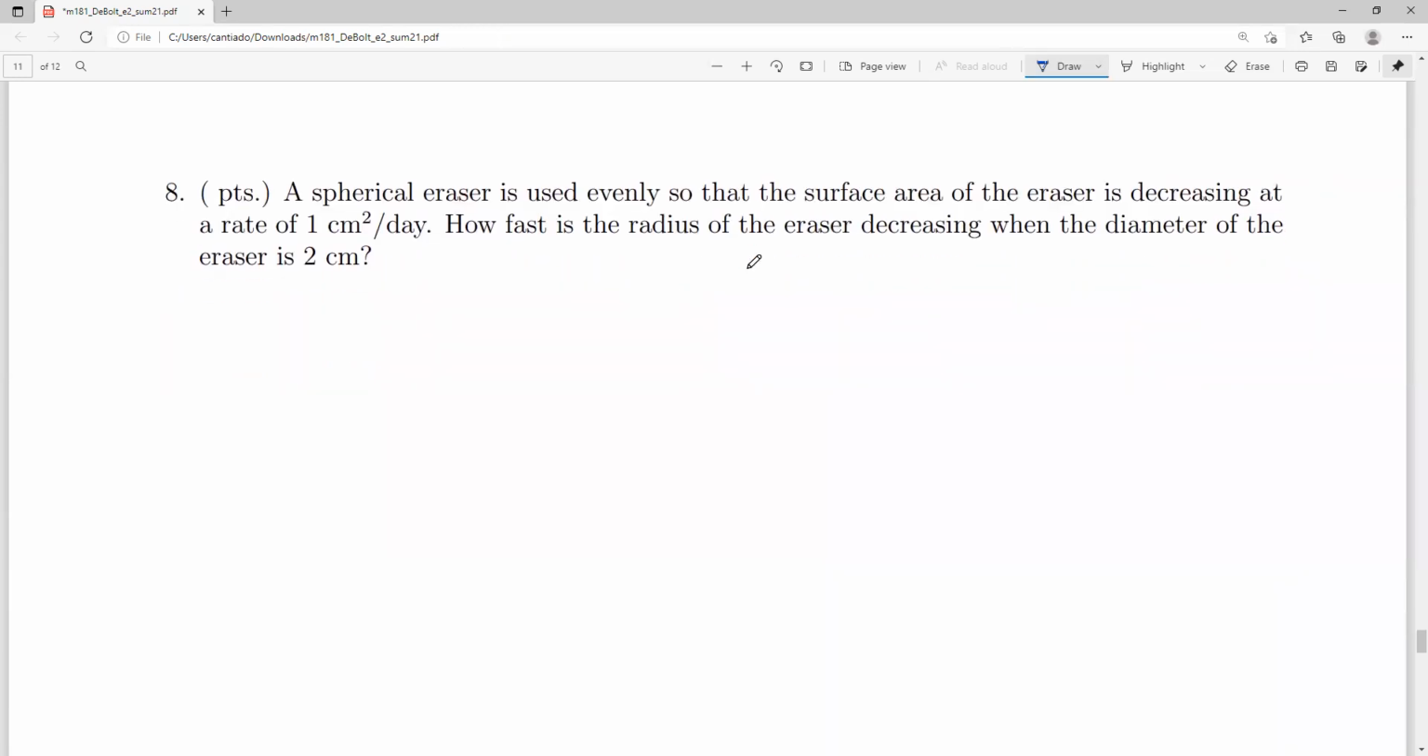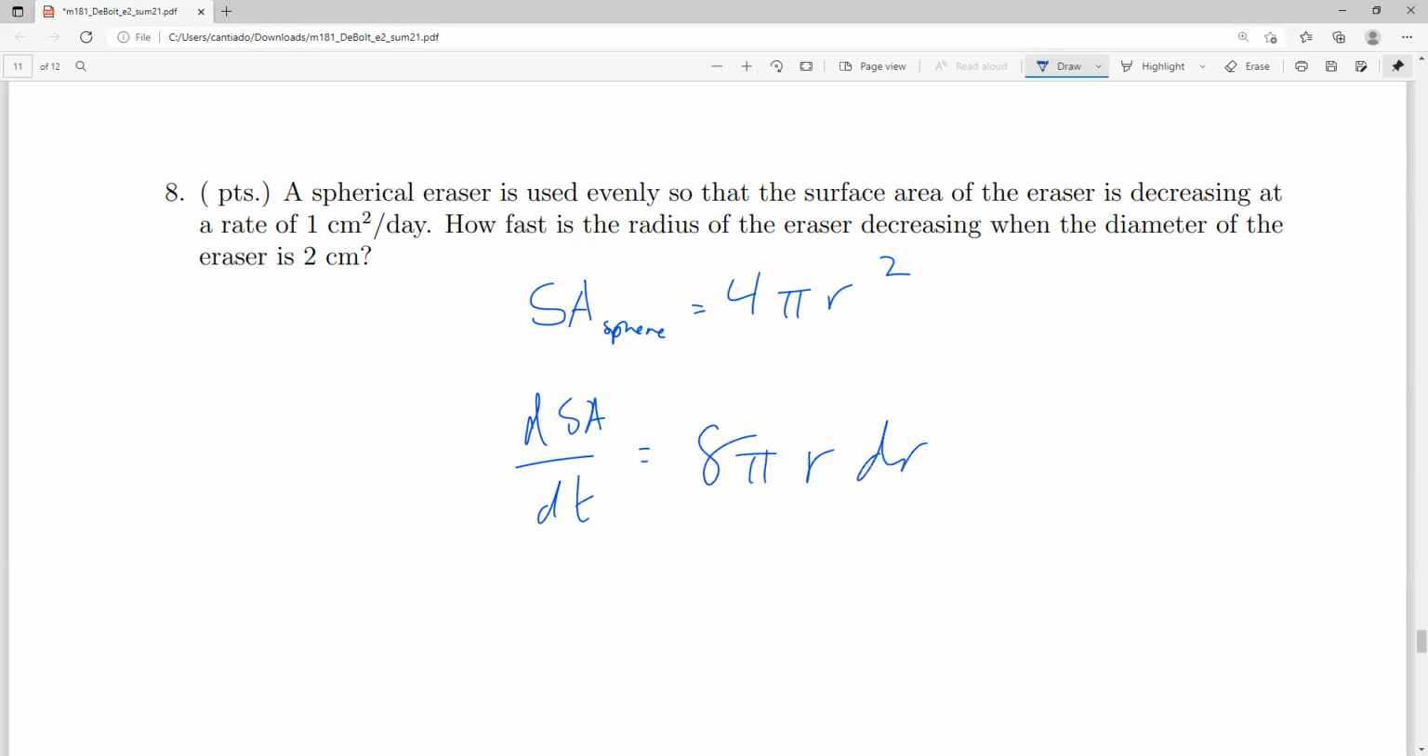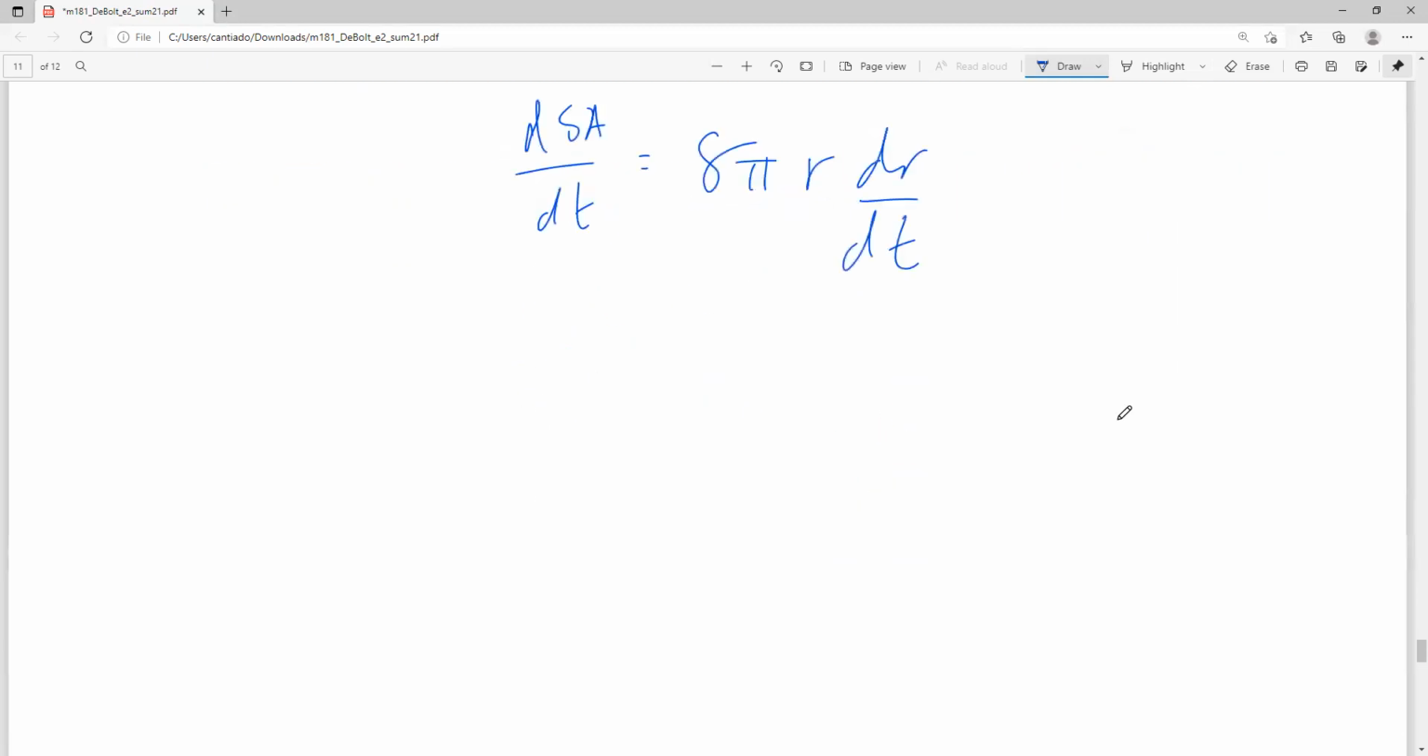And the rest are all similar. You have to figure out what equation you're using. Spherical eraser, surface area. So you're going to need to know the surface area of a sphere, which I don't remember off the top of my head. Let's just look it up. Surface area of a sphere is 4 pi r squared. So if you find the derivative of the surface area, that'll be 8 pi r dr dt, right? And that's your formula there.